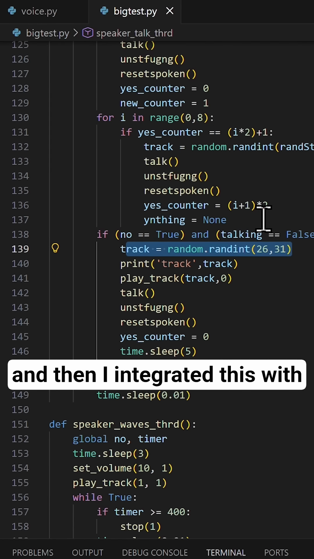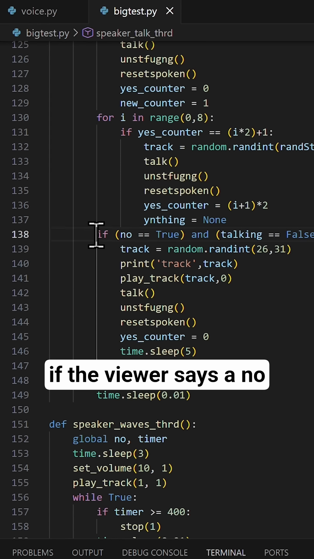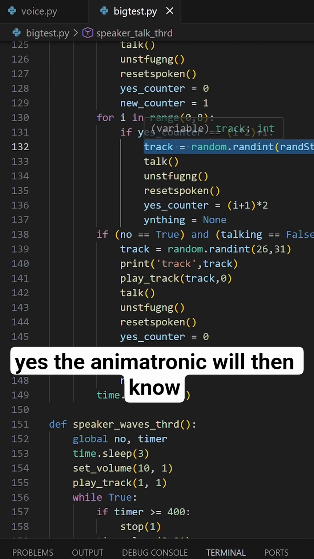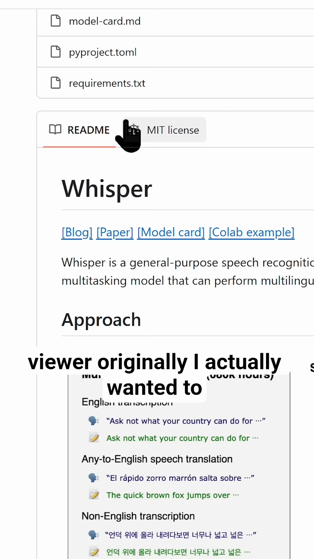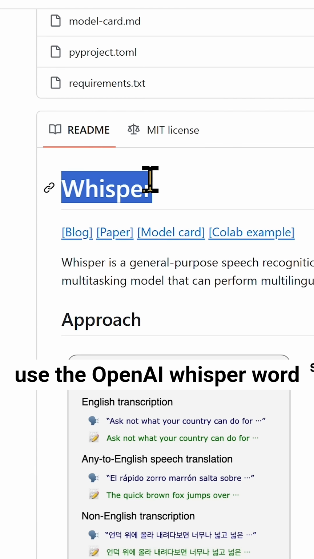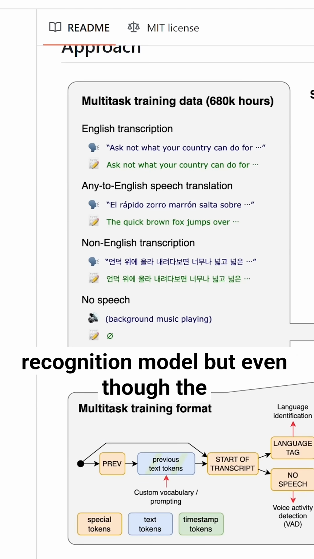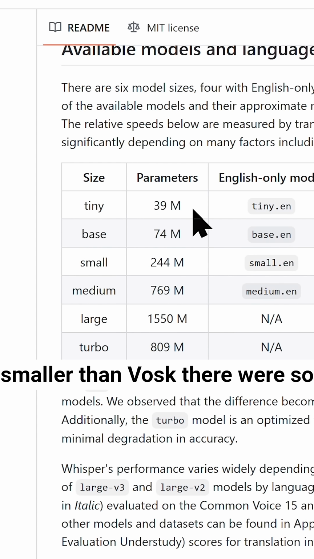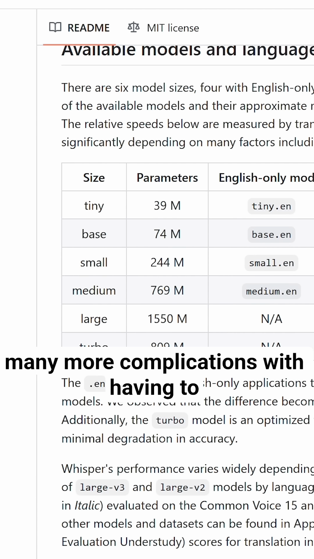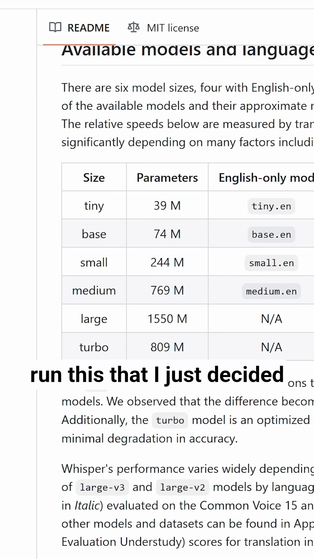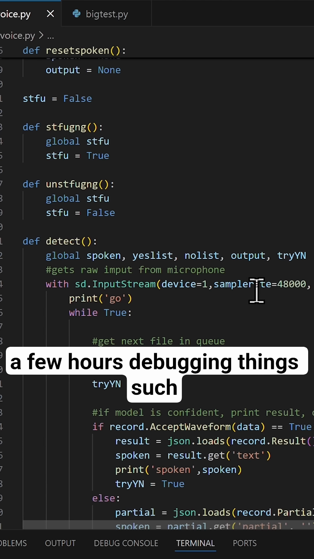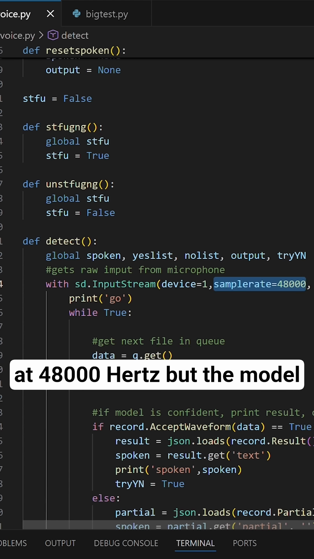And then I integrated this with the rest of my code, so if the viewer says a no or if the viewer says a yes, the animatronic will then know which recording to play for the viewer. Originally, I actually wanted to use the OpenAI Whisper word recognition model, but even though the smallest one was a tiny bit smaller than Vosk, there were so many more complications with having to run this that I just decided Vosk would be easier.